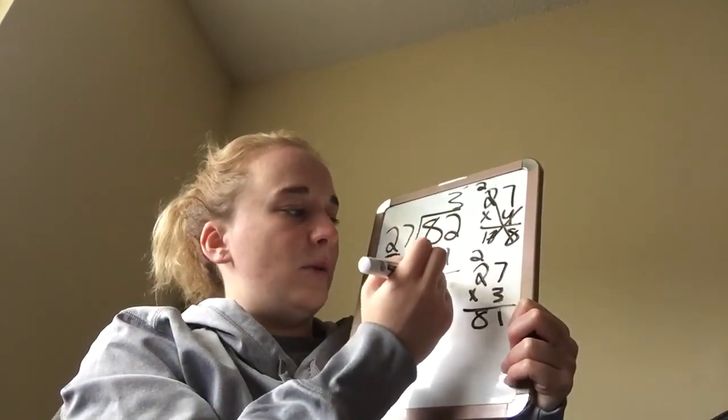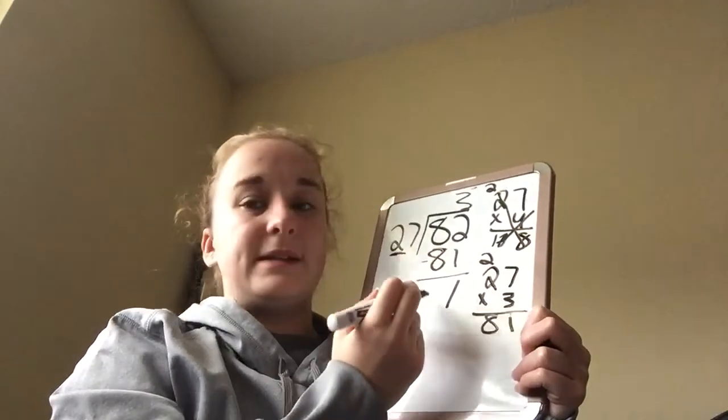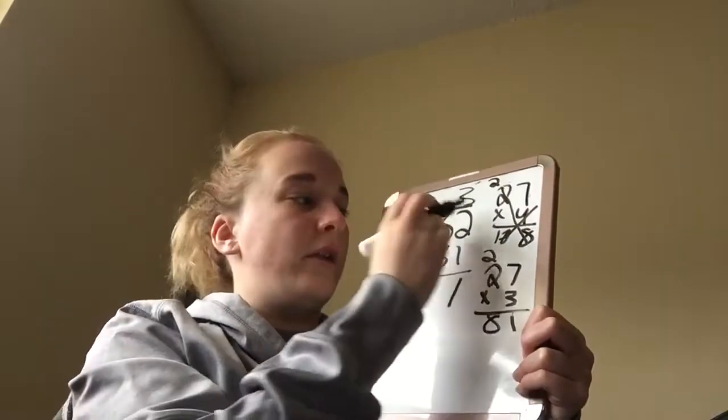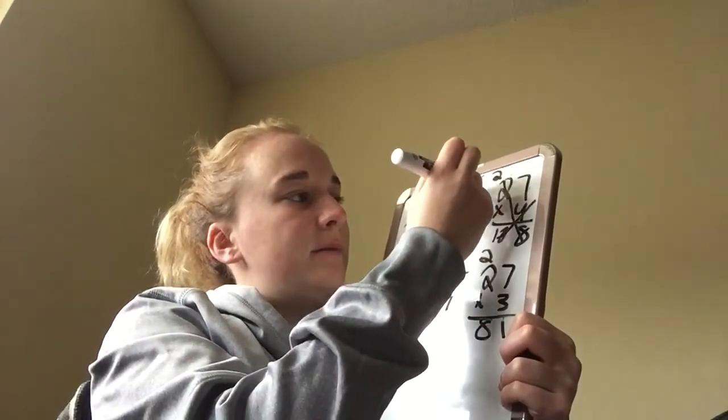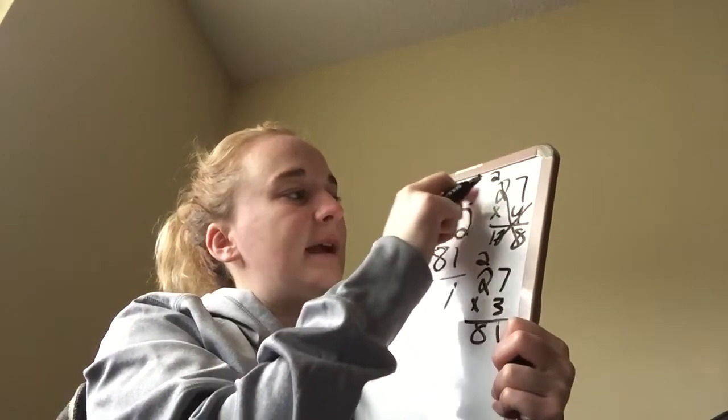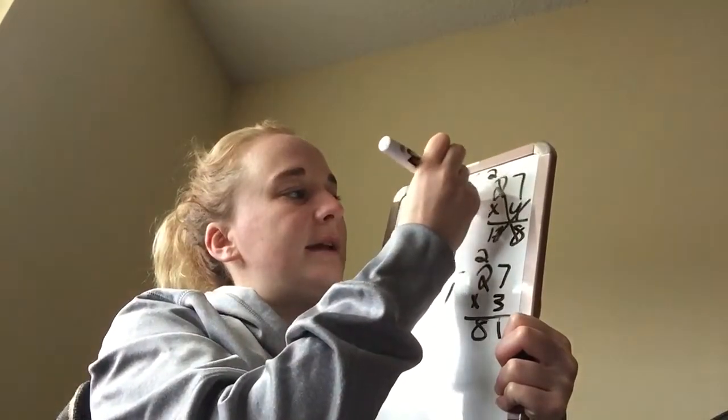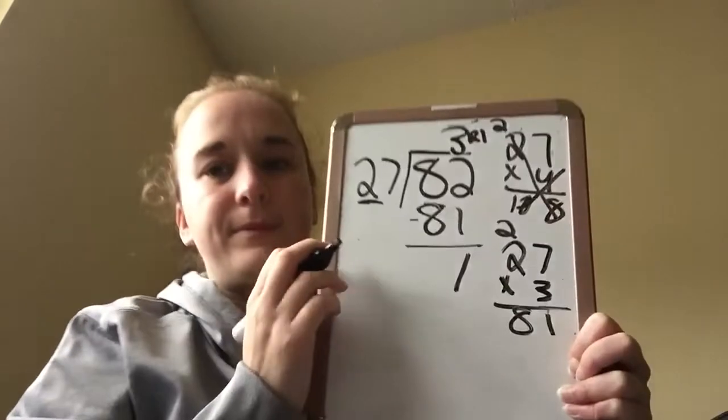82 minus 81 is 1. Can 27 go into 1? Nope. Are there any other numbers to bring down? Nope. So I have 3, and I'll try to squeeze this in here. Sorry. 3, remainder 1. Okay?